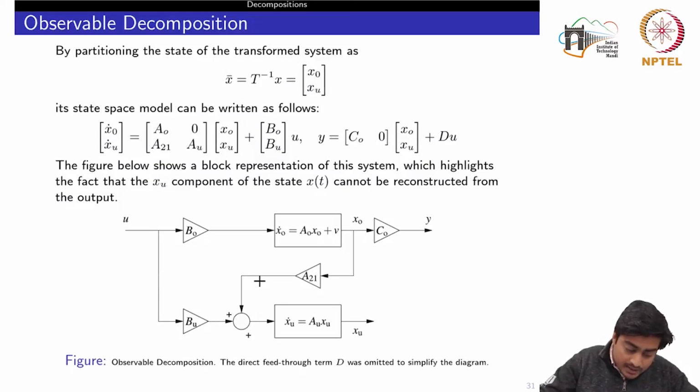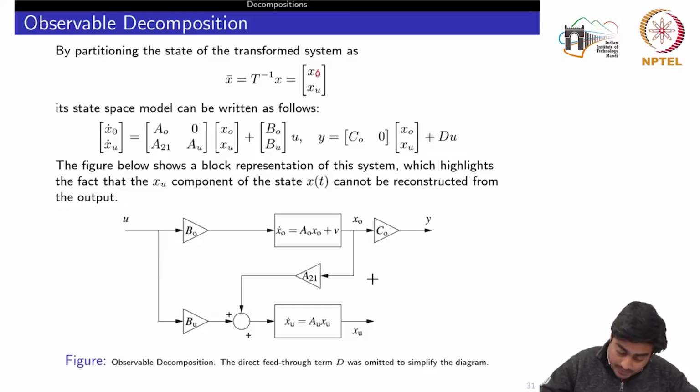So by partitioning the state of the transformed system as x bar is equal to T inverse x, here we are partitioning it as observable, so this is xo instead of x0, these are the observable states, and these are the unobservable states. So if I write the transformed system by taking this A bar matrix, B bar matrix and C bar matrix, and the D matrix would remain the same, this is how I can draw the block representation.